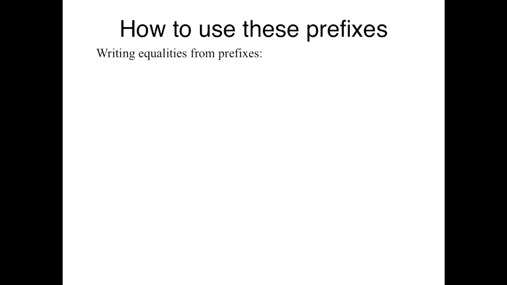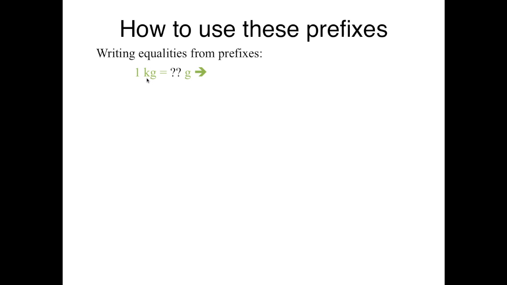All right, let's take a look at how to use these prefixes, and we'll take a baby step and just figure out how to use the prefixes to write equalities. So, for example, if I wanted to write the equality between a kilogram and a gram, remember what an equality is, and we'll learn this more later on too. An equality means whatever's on the left-hand side is equal to whatever's on the right-hand side. So to write equalities from prefixes, all you have to do is replace that prefix with what that prefix means or what it stands for.